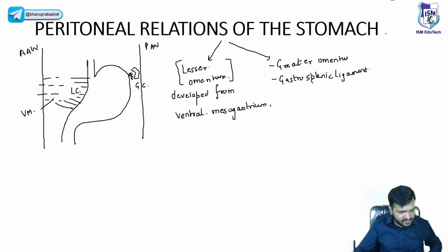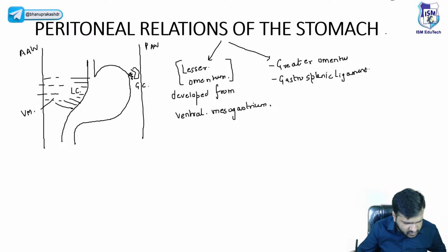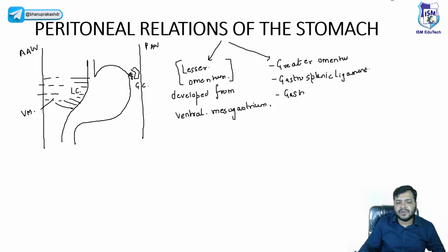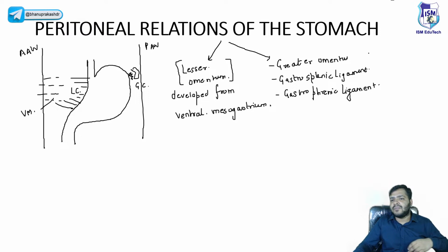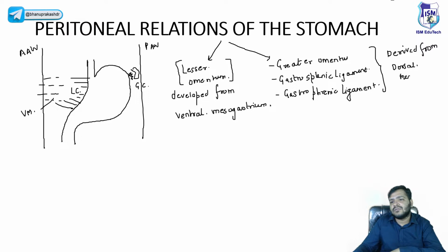I hope everything is clear, guys. Audio, visuals, everything is fine, I suppose. Yeah, gastrosplenic ligament, and we have the gastrophrenic ligament. I have already discussed this in detail. So these are the peritoneal relations of the stomach, and these are all derived from the dorsal mesogastrium, which I have already discussed in the embryology part. So peritoneal relations are done.